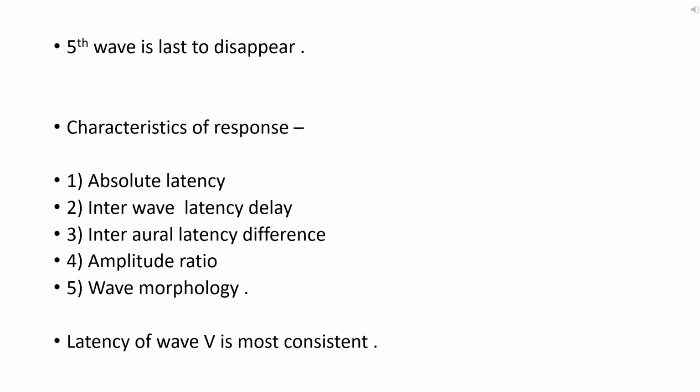So out of these waves, the fifth wave is last to disappear, and it is also the most robust wave. So now coming to the response, what are the responses we can draw from all these waves. So there are various responses. Number one is absolute latency. Next is interwave latency delay. Third is interaural latency difference. Interaural means the latency difference between both the ears, right and left ear. Next is amplitude ratio of the wave, and the last one is the morphology of the wave.